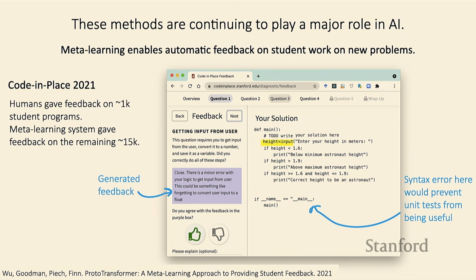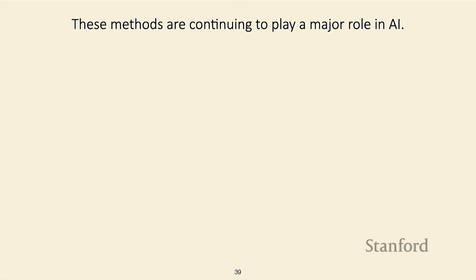And the system worked really well, well enough to actually deploy in this course to give feedback to real students, which wouldn't have been possible without some of the ideas that we'll cover in this course. So those are two examples, the Flamingo model and the education model.